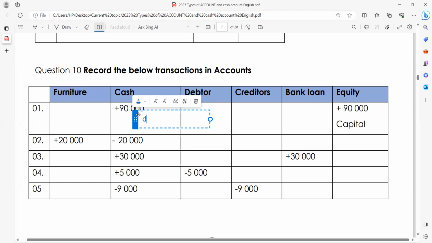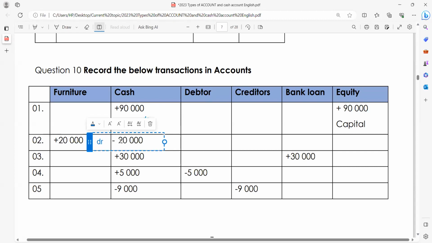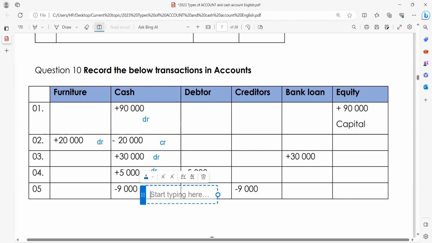Cash is an asset, so increases debit. Furniture is an asset, increases debit. Cash is an asset, decreases credit. Cash increases debit. Again, cash increases debit. Cash decreases credit. Data is an asset, decreases credit.